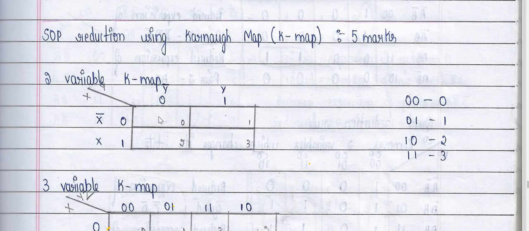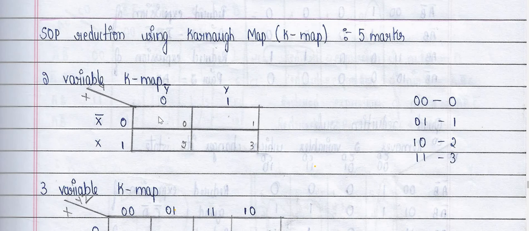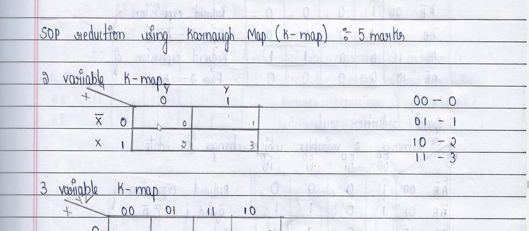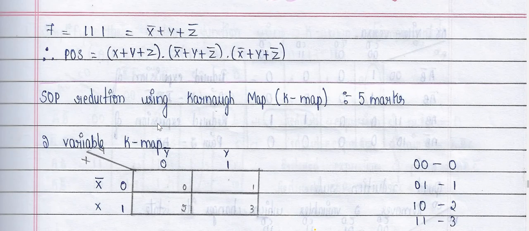See, this is the two variable K-Map. Then in this two variable K-Map, how many variables will be there? Two variables. In this two variable K-Map, what are the variables we are using? X and Y. Only two variables. Then how to draw a two variable K-Map?